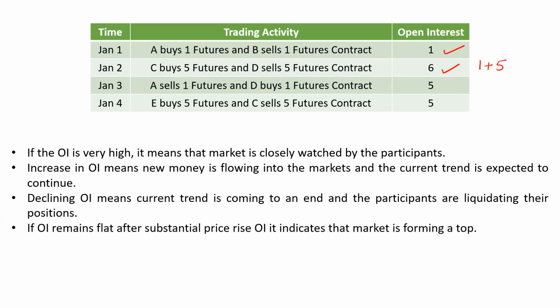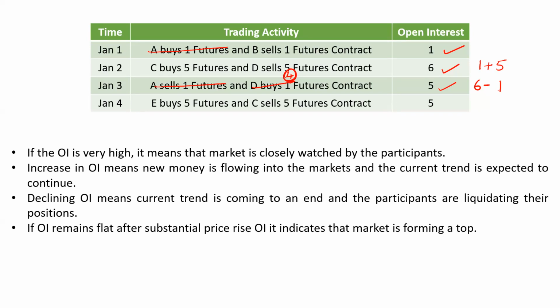A decides to exit his position. He is selling one futures, and D is buying one future. D was short 5 futures, and he decides to exit his position in 1 futures. So now D has only 4 outstanding contracts. So A has exited 1, D has exited 1. We had 6 contracts. 6 minus 1 contract is closed by both the parties. So now only 5 contracts are outstanding. So this is what we were discussing in the previous slide as well.